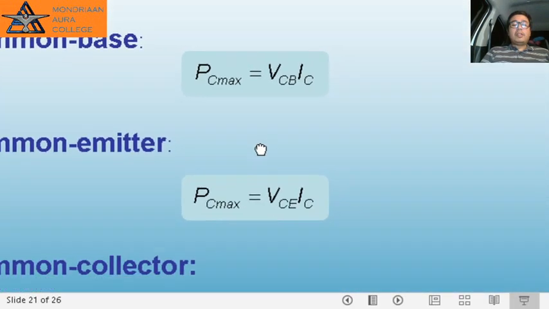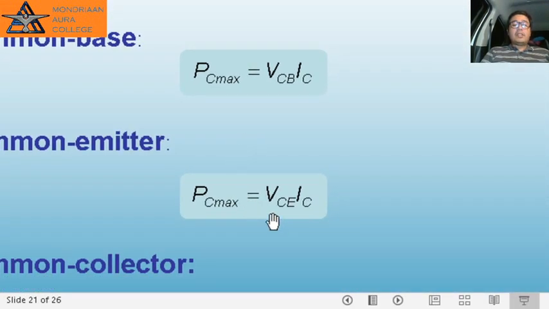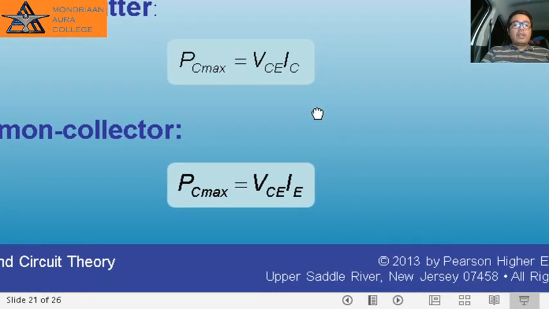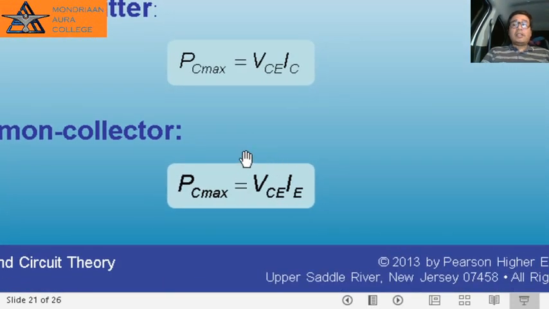Sa common emitter naman, we have VCE times IC. Dahil ang VCE ay output voltage at IC naman ay ang output current. Sa common collector, we have VCE pa rin ang ating output voltage. Dahil sabi ko sa inyo, di ba, similar din ang common collector sa common emitter. But ang pinagkaiba nila, ang output current is I sub E.